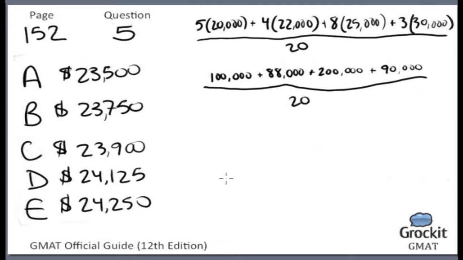Okay, so we end up adding all these together. 200 plus 100 is 300,000. 90 plus 88 is 178. So the whole thing ends up being 478,000, divided by 20. Simplify it however you like. Divide by 10, then divide by 2. Anyway, it ends up being 23,900.